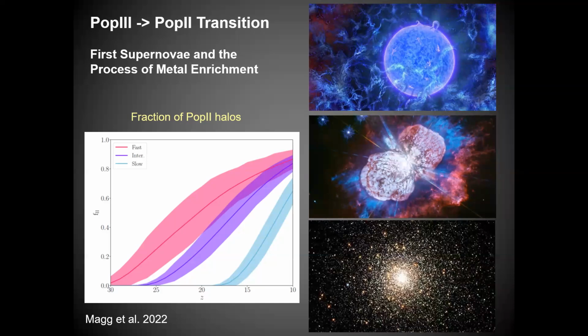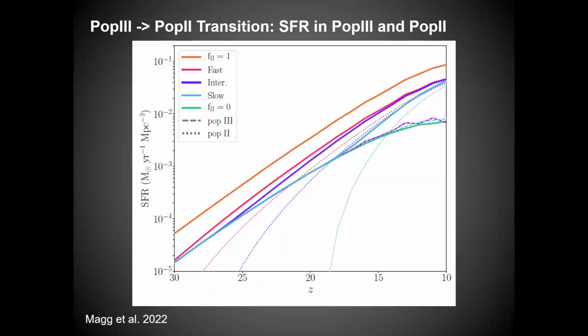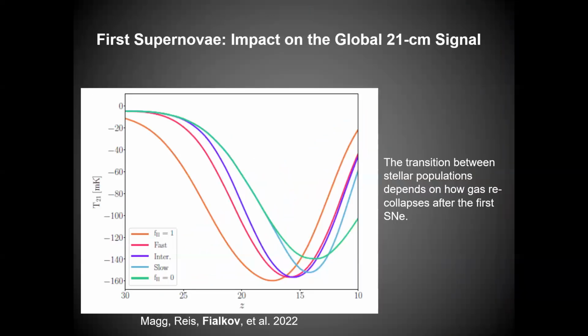It also expels all gas from these tiny, small dark matter halos. So dark matter halos stop forming stars for some time until gas recollapses, and it's enriched by metals, so it forms the next population of stars that have different properties to the very first stars. And here we showed that signals will be sensitive to this transition between the first stars, which are called population 3 for some reason, to the next generation of population 2 stars.